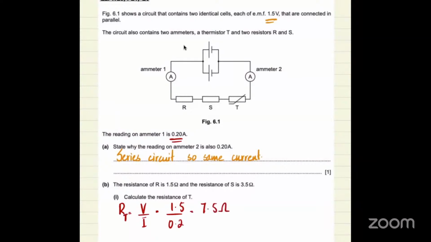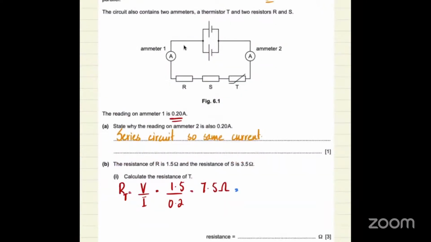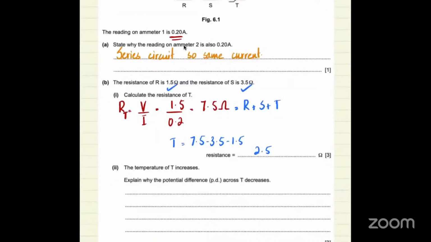Now because all of these are in series, you can also say this is R plus S plus T. ठीक है. तो R और S दिया हुआ है. R कितना है? 1.5, S है 3.5. तो आप करेंगे T इक्वल 7.5 माइनस 3.5 माइनस 1.5 विच इज 2.5 ohms. ये इस थर्मिस्टर का रेजिस्टेंस है. ऑलराइट. So this is one way to do this question.